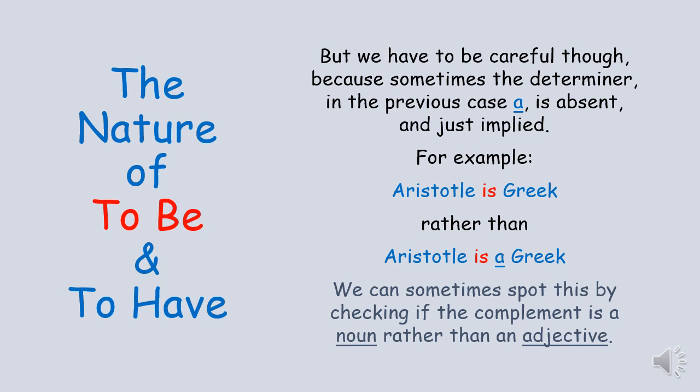But I suggest we have to be careful though, because sometimes the determiner, in the previous case the article "a," is absent from the sentence and is just implied. For example, we say "Aristotle is Greek" rather than "Aristotle is a Greek." We can sometimes spot this absence of the determiner by checking if the complement is a noun rather than an adjective.